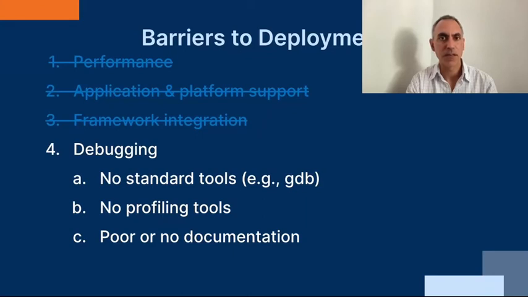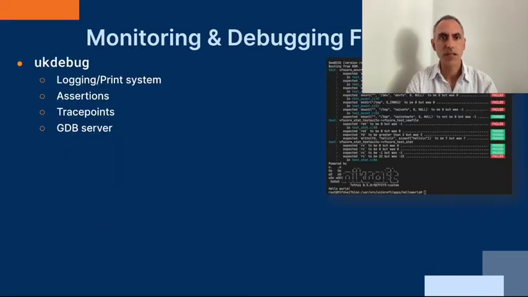The final barrier to deployment is to do with debugging. Many projects had no standard tools, no GDB support, so it was really tricky to actually debug in. There was no performance profiling tools, and there was poor documentation. In Unikraft, we've been working hard to provide such features. There's a library called UKDebug that you can enable, and when enabled, it gives you access to assertions, trace points, and a full GDB server.